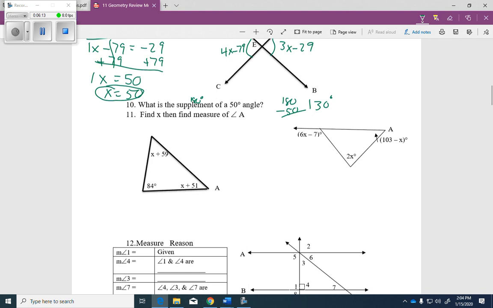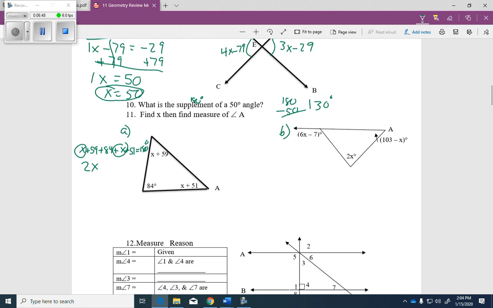Find x and then find the measure of angle A. So it's kind of like we have a part A and a part B here. So I have to find x. On this one I have 3 interior angles of a triangle. The 3 interior angles of a triangle add to 180. Remember, it's called the triangle sum theorem. So x plus 59 plus 84 plus x plus 51 equals 180. And we'll combine like terms. So that's a 2x. And remember, you're allowed to use a calculator.